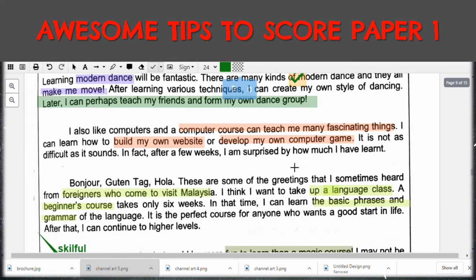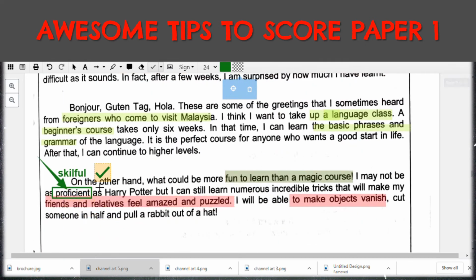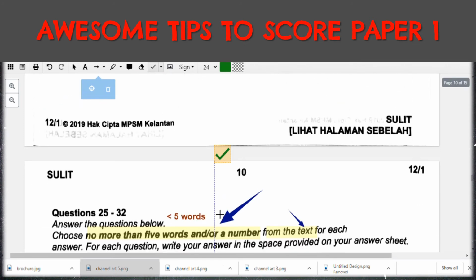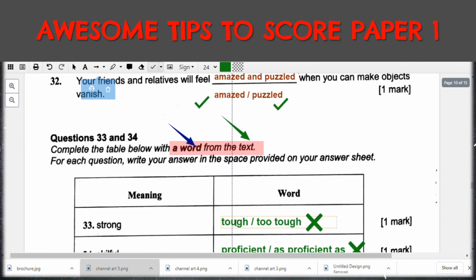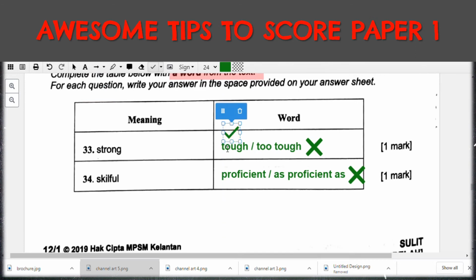Next. What is another word for skillful? Skillful. That means you're good at something. Now, I may not be as proficient as Harry Potter. It means I may not be as skillful as Harry Potter. So proficient. Make sure you copy the word correctly. Spelling must be accurate. So, tough, proficient is the correct answer.